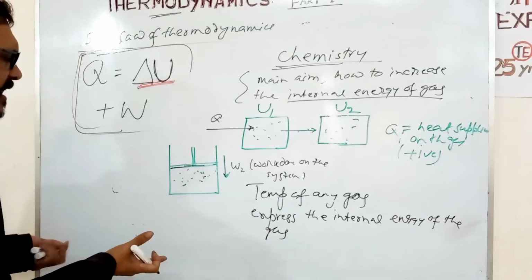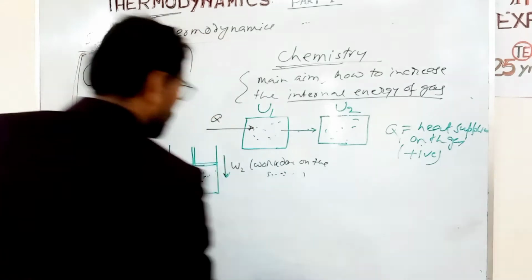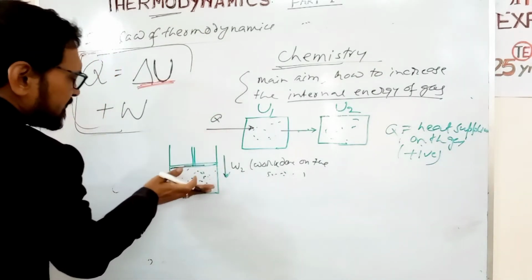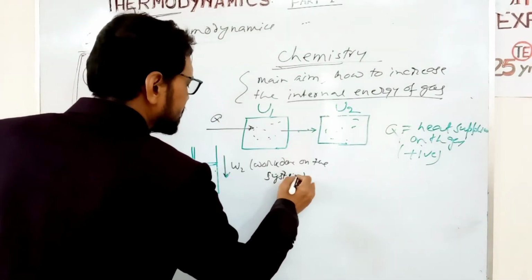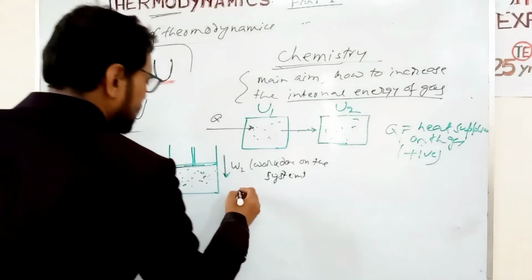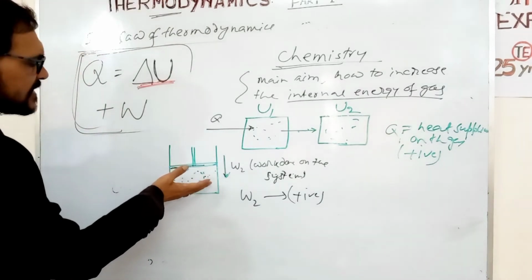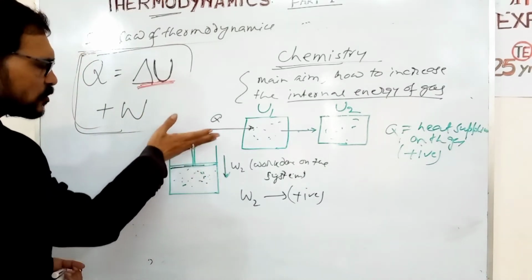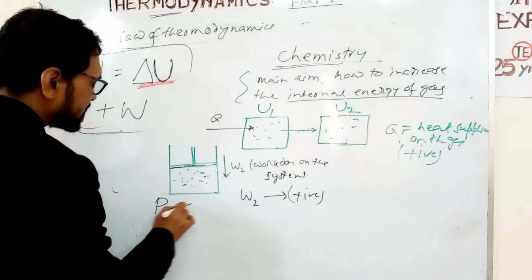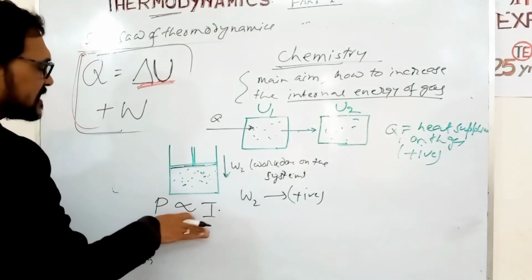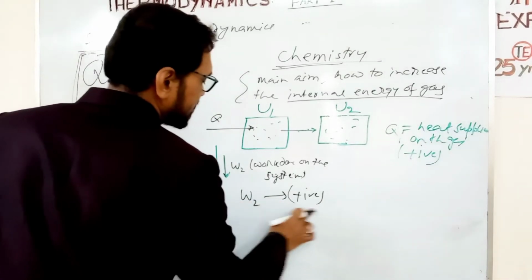So more temperature of the gas means its internal energy is more. When we compress the gas, its pressure increases, the temperature also increases, that is, internal energy increases. So work done on the system can be taken as positive, because work done on the system increases the internal energy of the gas. As pressure increases, temperature increases, and temperature increase means internal energy increases.